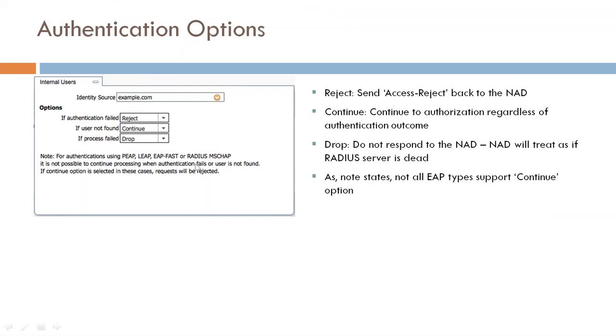Now, we have options here for authentication, and here you can see the definitions. Reject means we are sending access reject back to the NAD. Continue means continue to authorization regardless of authentication outcome. Drop means do not respond to the NAD; the NAD will treat it as if the RADIUS server is dead. Okay, so we have all these three options: reject, continue, drop. As noted, not all EAP types support the continue option. So one note is there for you.